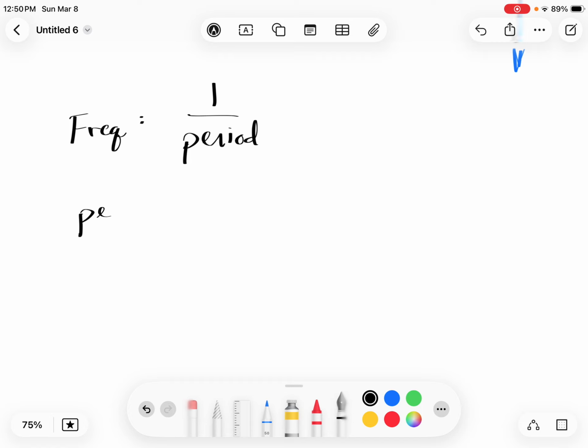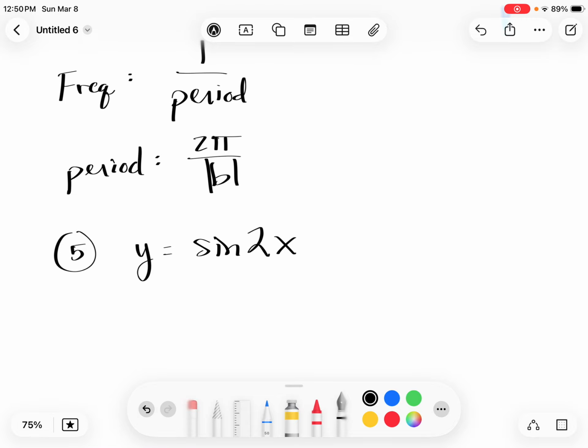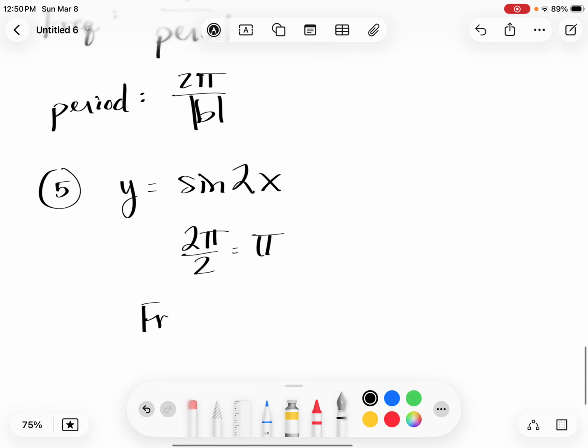As a reminder, the period for any sine, cosine, cosecant, or secant is 2 pi over the absolute value of b. So for number 5, it says y equals the sine of 2x. So the number that's in the b spot is 2. So 2 pi divided by 2, which is just pi. So there's your period. Now to find the frequency, flip it over. 1 over pi. And done.